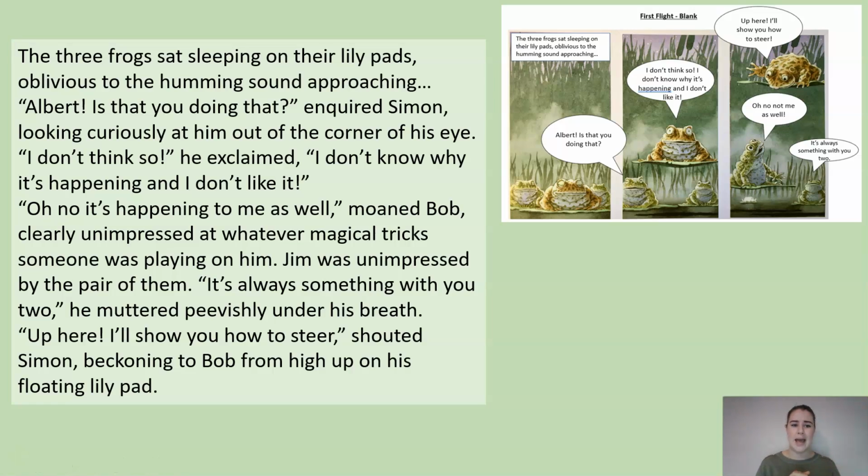"Oh no, it's happening to me as well," moaned Bob, clearly unimpressed at whatever magical trick someone was playing on him. Now I introduce a new character, Jim. Before Jim says anything, I'm going to give a little bit of context. So, Jim was unimpressed by the pair of them. This tells me that he's now going to be speaking to both of the frogs. So here it says, "It's always something with you two."